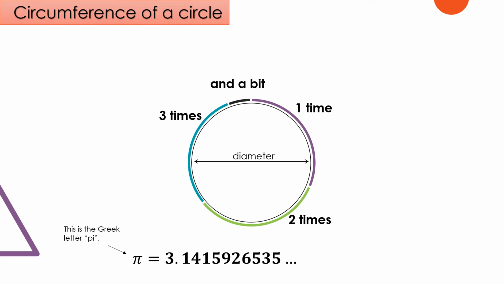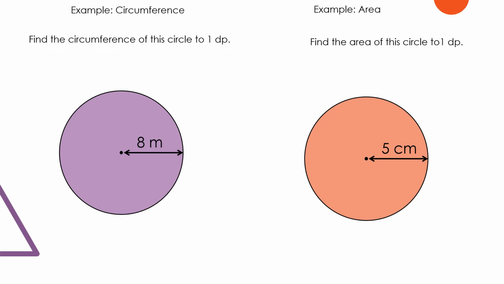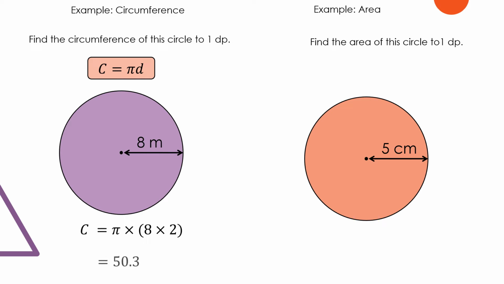Okay, it's mentioned on the screen, and it is very helpful for you if you memorize pi to 2 decimal places, which is 3.14. Now let's take some examples for the circumference and area. How to find these two things on a circle. Now find the circumference to 1 decimal place. First you need to write your formula, and as per the formula substitute your values and start your workout. If you put the entire value in your calculator, the calculator will do the work for you. So here the circumference is 50.3.